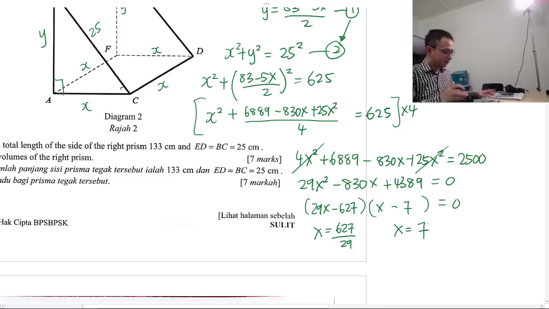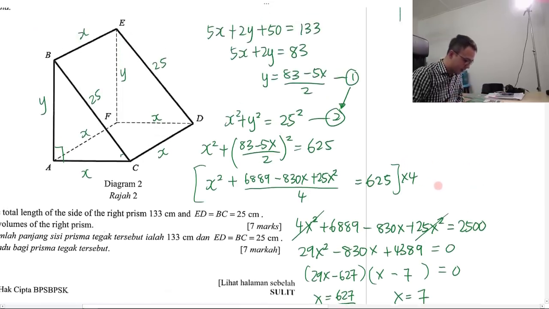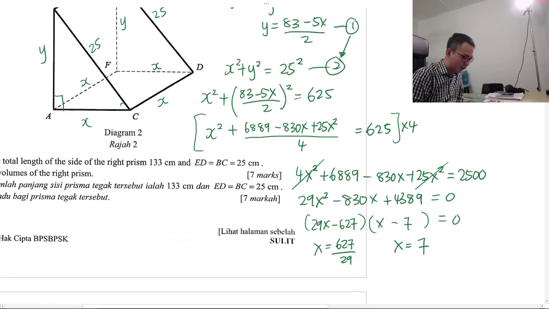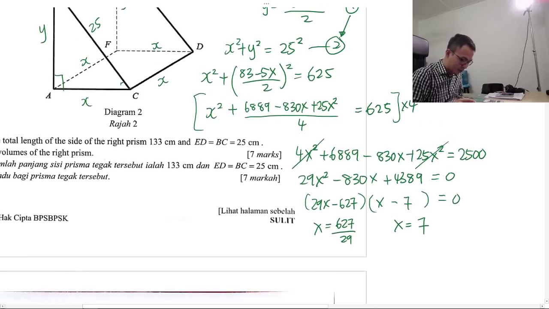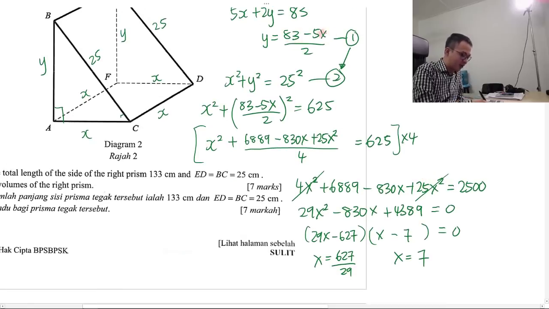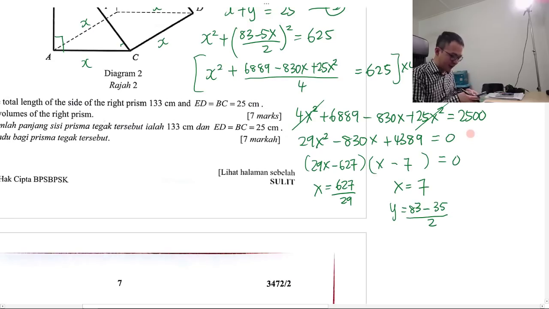Alright, so of course, over here, I will need to find my y value as well. So my y equation is on the top here. I will plug in. So y will equal (83 minus 5 times 7, which is 35) divided by 2. Alright, so I should get some nice number, I hope. So y equals 24.